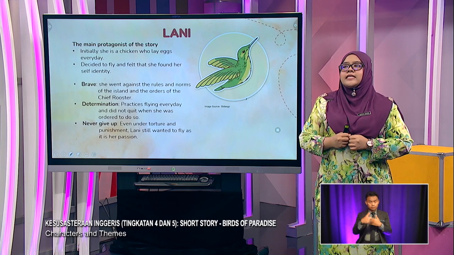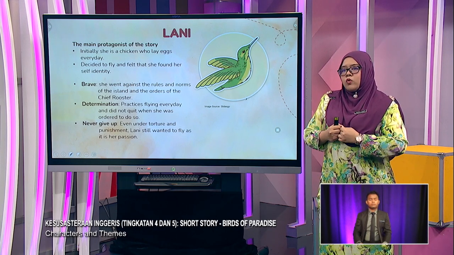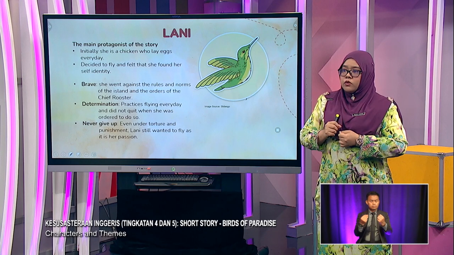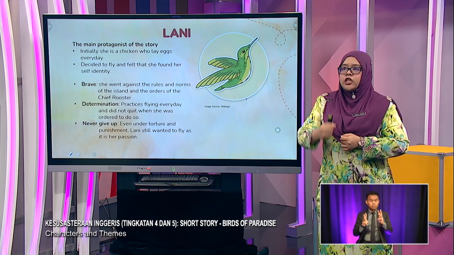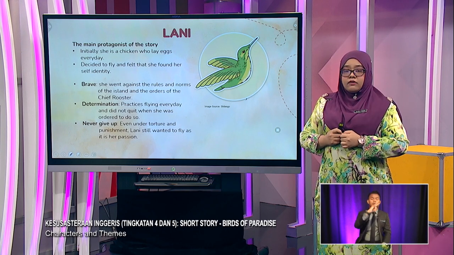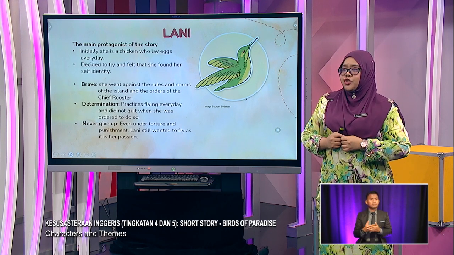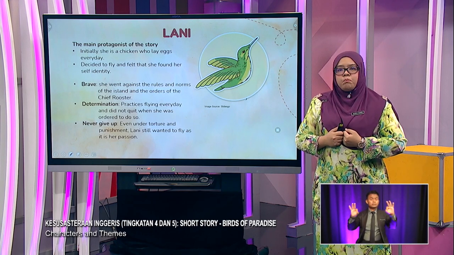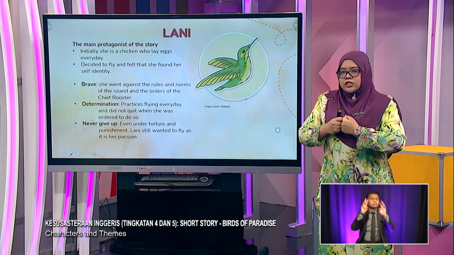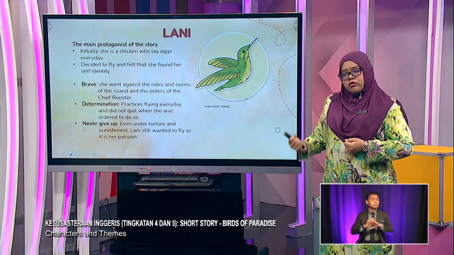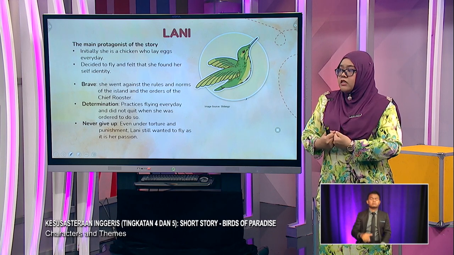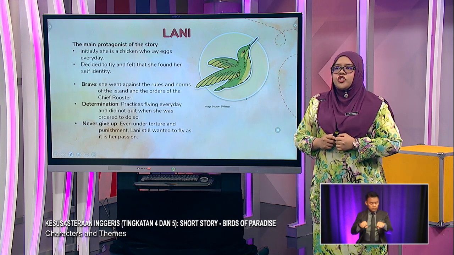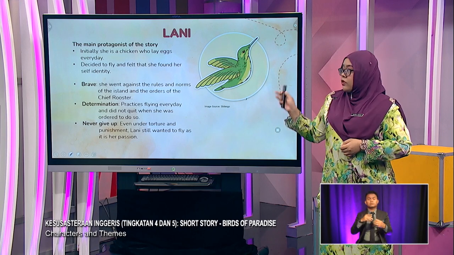Then you can see her determination. Lani is someone who believes and feels that she has this talent of flying. So even though they said don't fly, she decided to keep on flying and she did not quit, even when she was threatened and ordered to do so. And the most important characteristic, the third one, which I think every single one of us must have, is the spirit to never give up, okay? Because in the story that we learn, our heart goes to Lani, because even under torture and punishment, at the end of the day, she still wanted to fly because it is her passion and she feels that that is her identity. So this is on Lani.